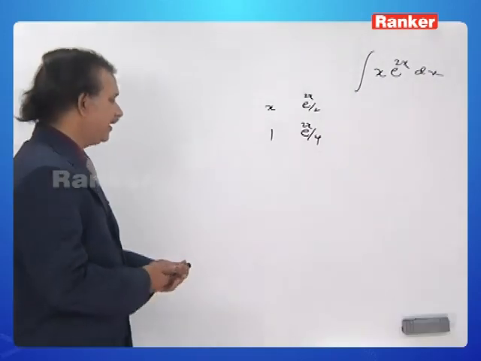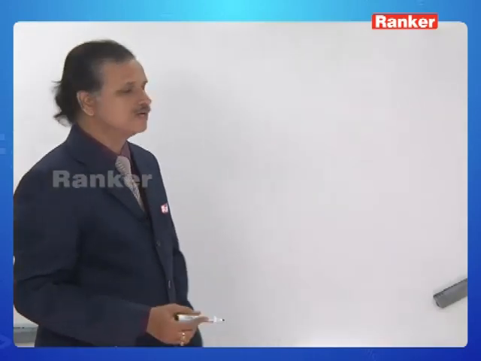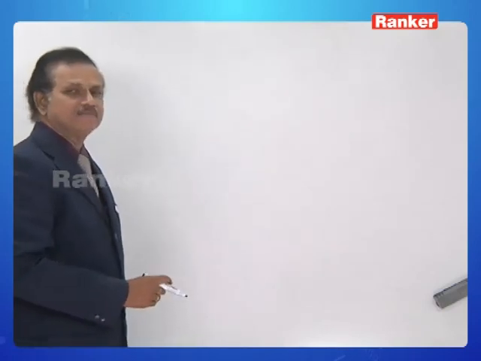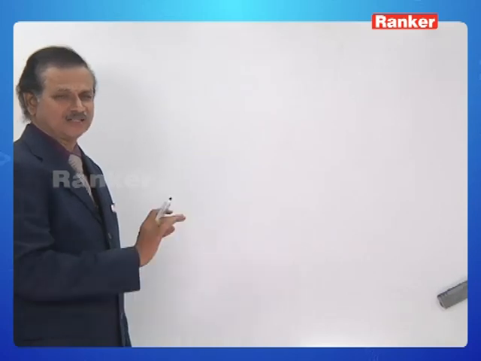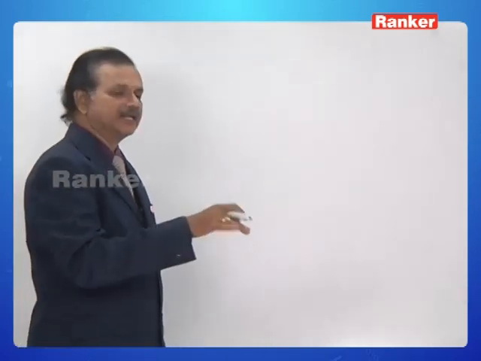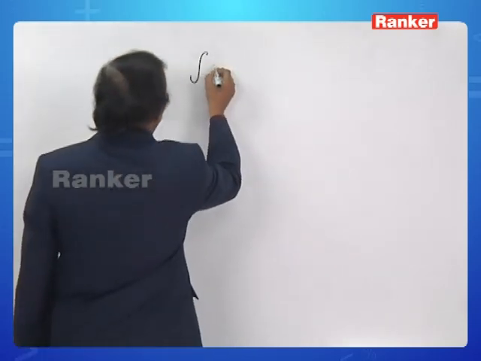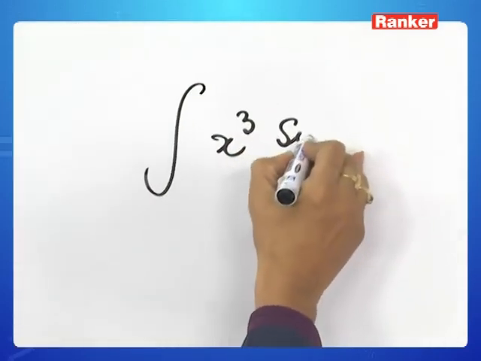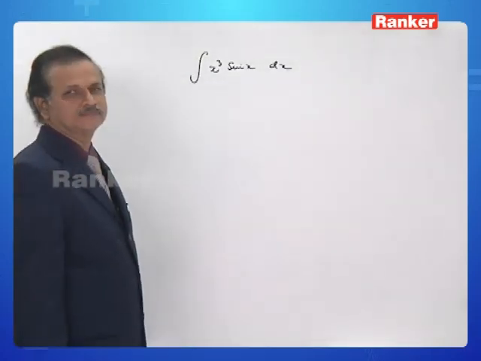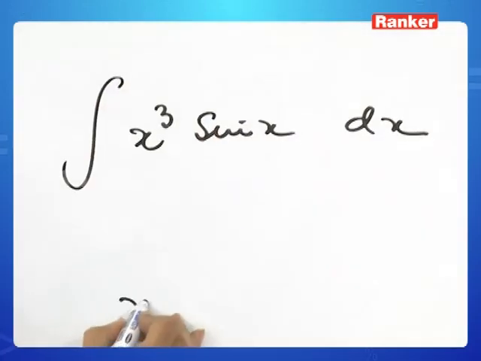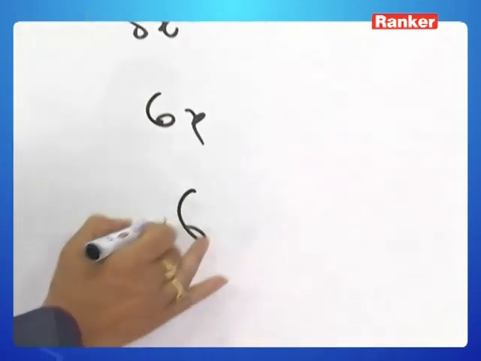Okay, well, next one. Not only for algebraic function and exponential functions, if you have a polynomial of the form x square, x cube, power 4, etc. among the two functions, then this technique is applicable. As an example, you observe this is x cube sin x. First function is x cube, its derivative, its derivative, its derivative, and stop.